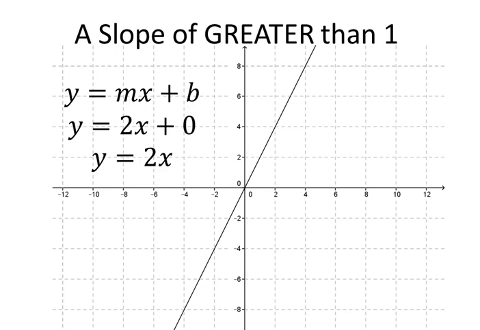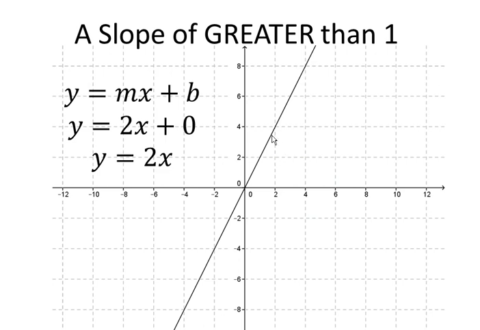Here's a line with a slope greater than 1. So we put it in the y equals mx plus b form. Y equals 2x plus 0. 0 is our intercept. Our slope is now 2, and we just write y equals 2x. And you can see, yes, if x is 2, y equals 2 times 2. That's 4. If x is 4, y equals 2 times 4. That's 8. If x equals negative 2, y equals 2 times negative 2. That's negative 4. This has a slope of 2.